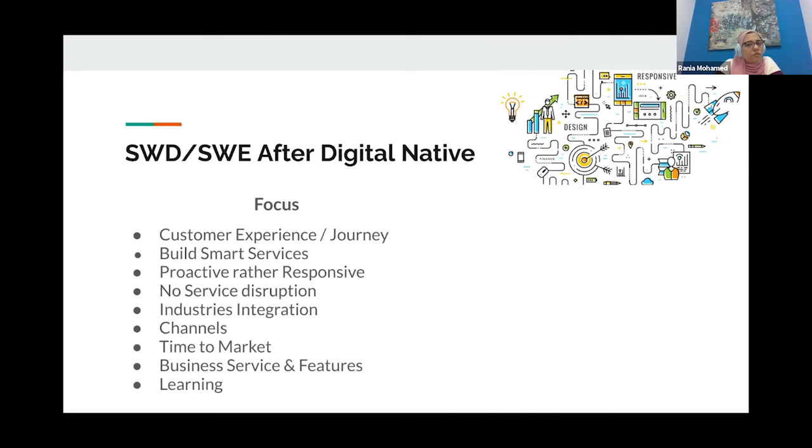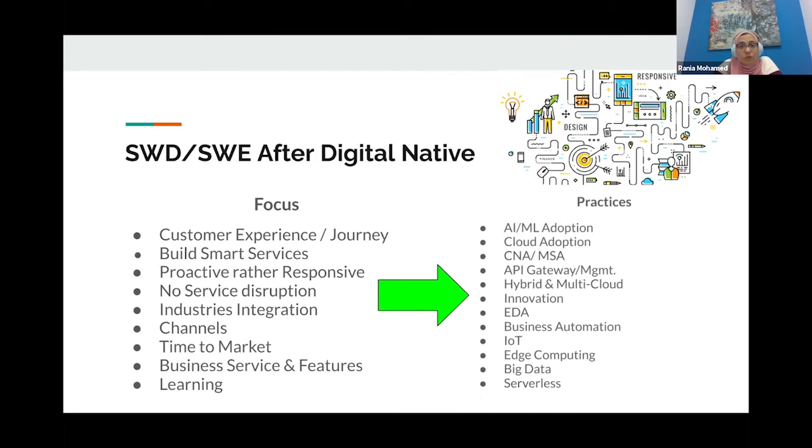What are the different practices that evolved out of those focuses? Definitely AI and ML. AI and ML adoption was a priority there, because this is going to help you in the learning methodology, in the education and the learning curve, as well as in building smart services and enhancing the customer experience and customer journey.